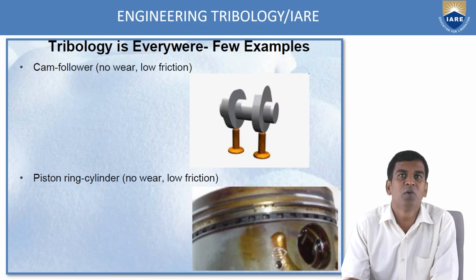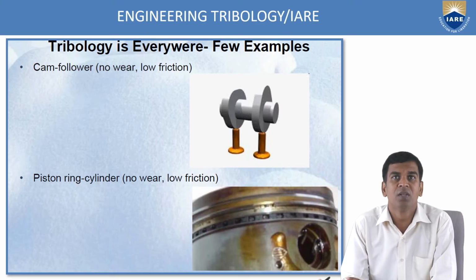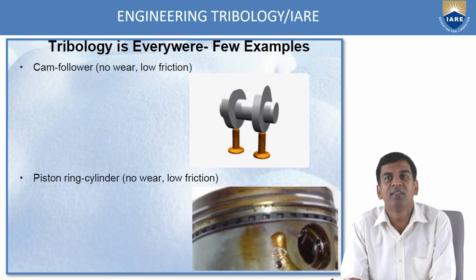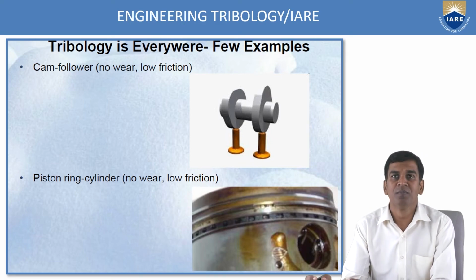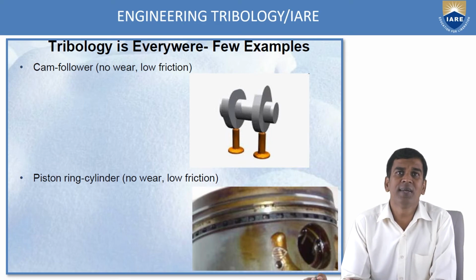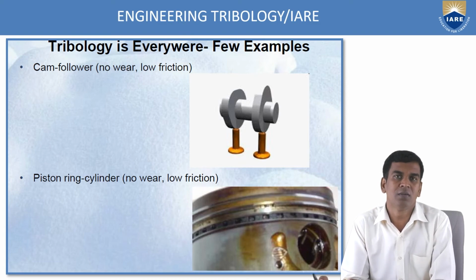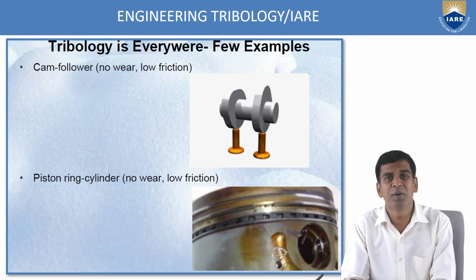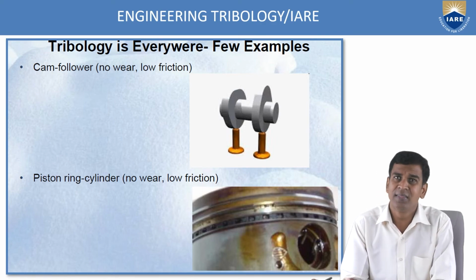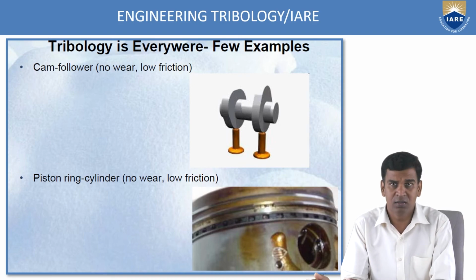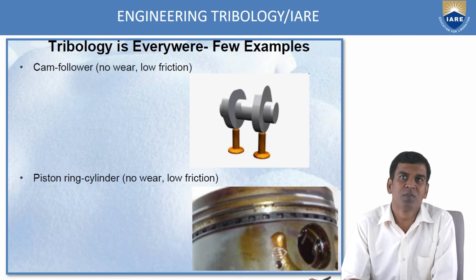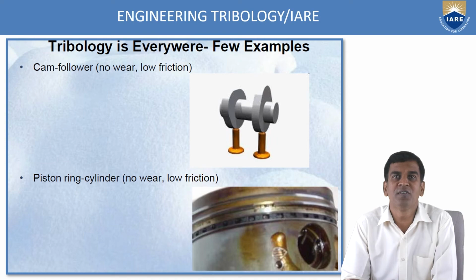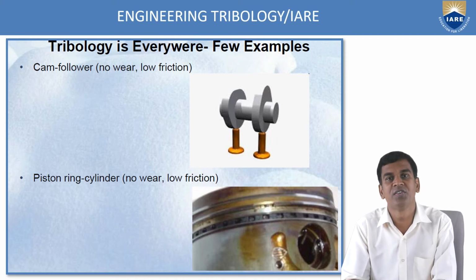Now we will see one more example of tribology, a cam and follower, where no wear and low friction is required. Cam and follower is nothing but, in the cam, you will be having contact between the two components. When the two parts are in contact with each other, there is a chance of wear occurring. To avoid wear occurring, we need to have proper lubrication in between them. And in this type of joints, you need to have low friction.